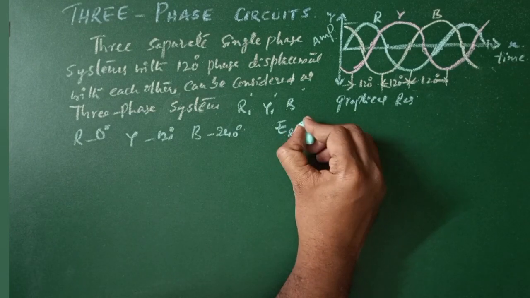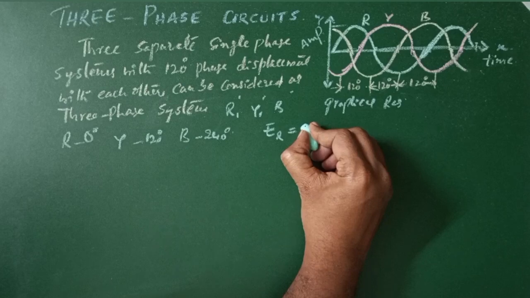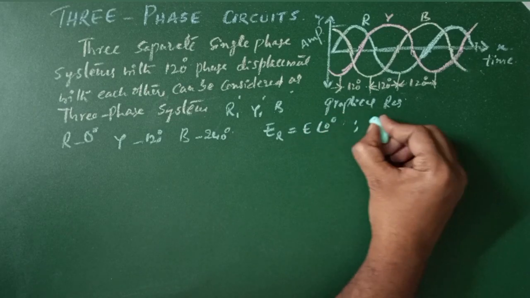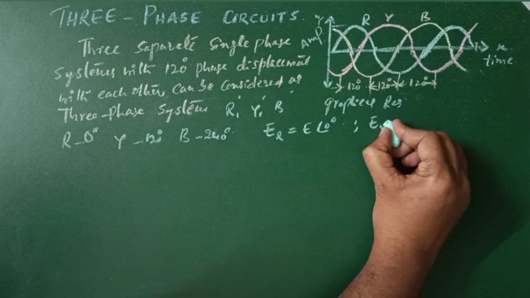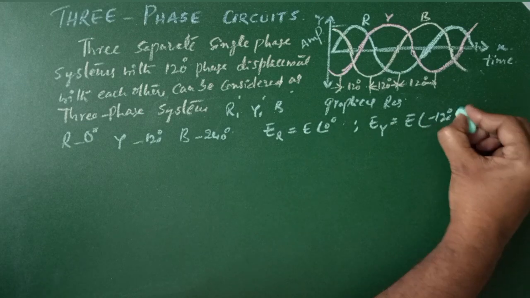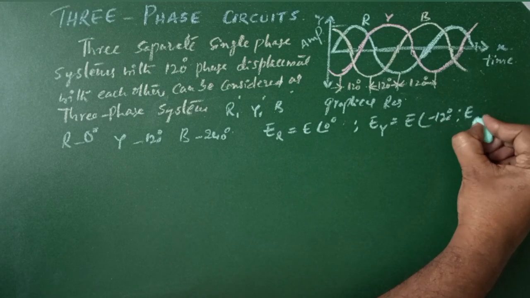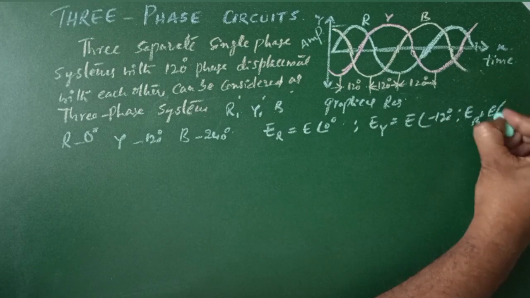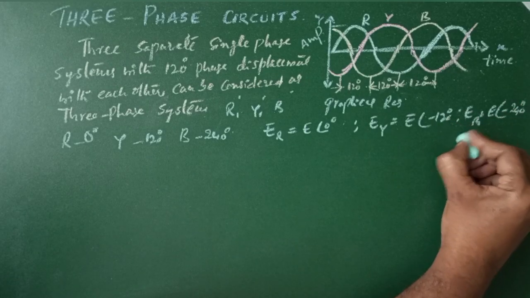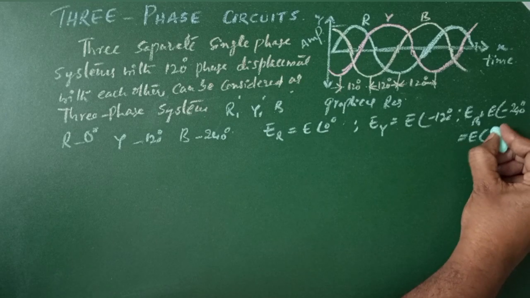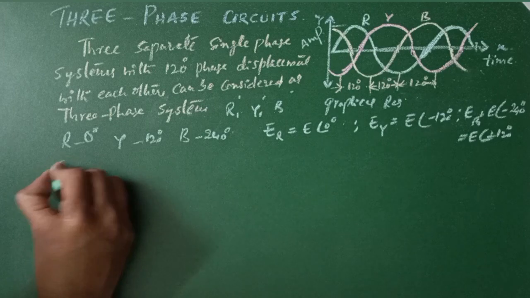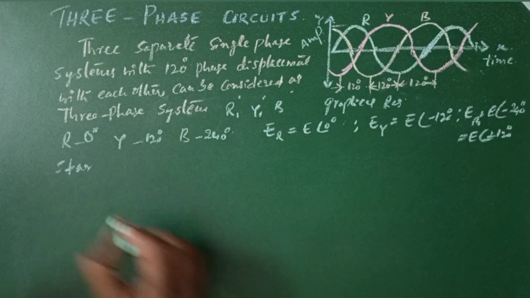E of R I'll represent with the amplitude, that is E, at an angle of 0 degrees. Similarly, E of Y I'll represent with E at an angle of minus 120 degrees. Then E of B is equal to E at minus 240 degrees, or I can represent this with E at plus 120 degrees phase shift. Common configurations are star and delta.